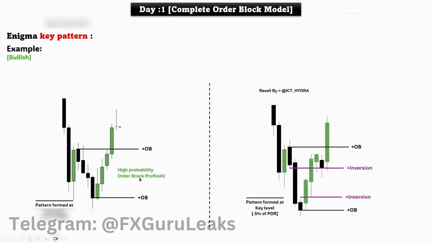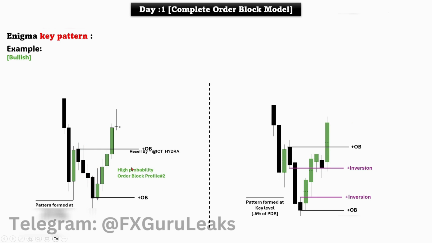This is our high probability order block profile 2 with no fair value gap or inversion, and here you can see we have an order block coming with inversion. So when you get a scenario like this, this is also high probability, and you have a scenario like this, this is also high probability, but this is more high probability. The scenario that has inversion is more high probability than price just generating an order block.